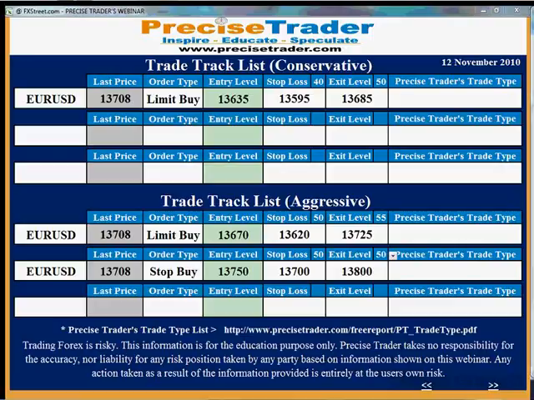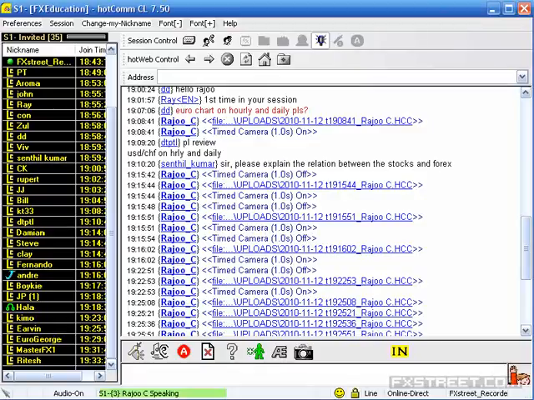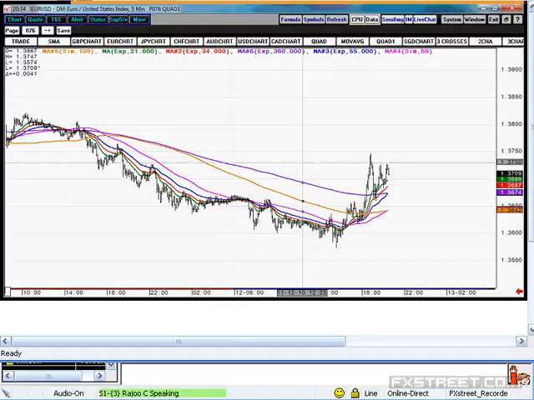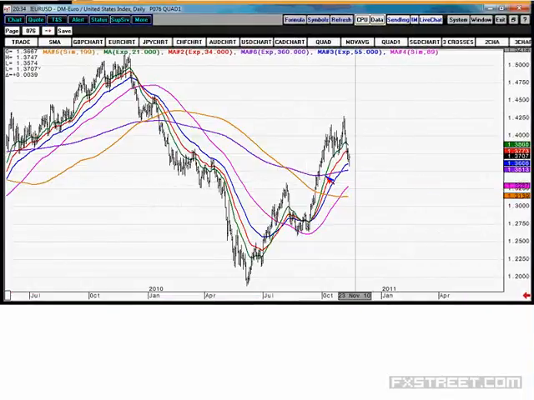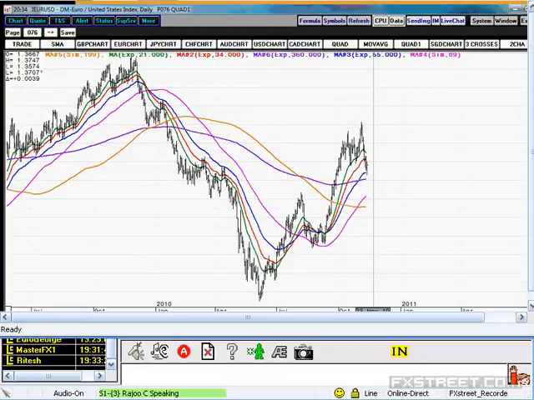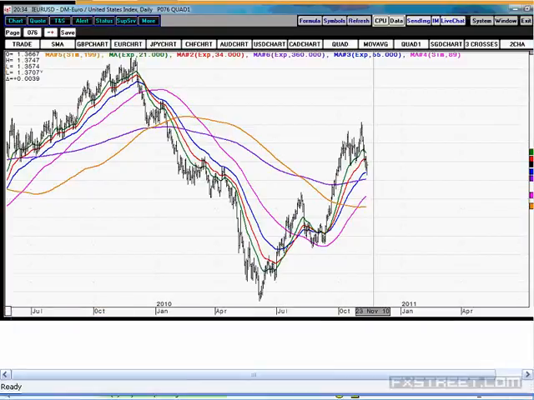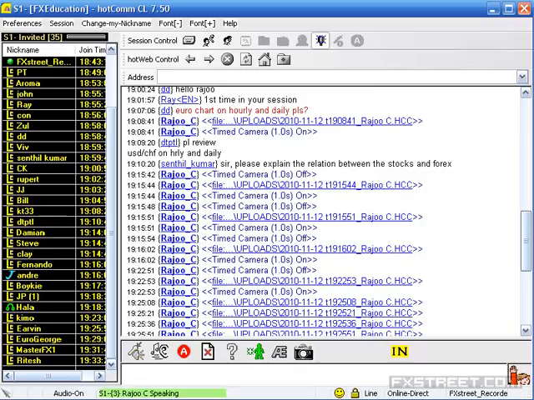Okay, the next question was please review dollar Swiss on the hourly and daily. Okay, let's go back to the chart. Maybe I can show you the levels for the dollar Swiss. Let me show you the screen now.